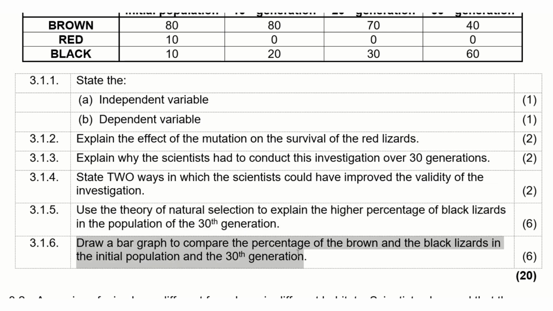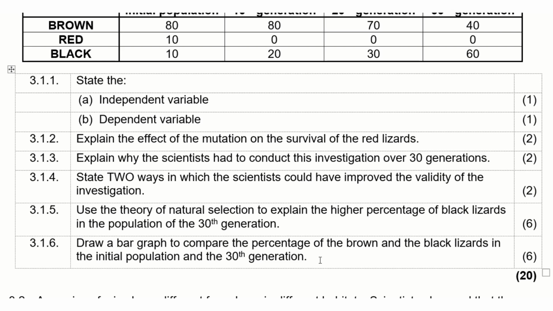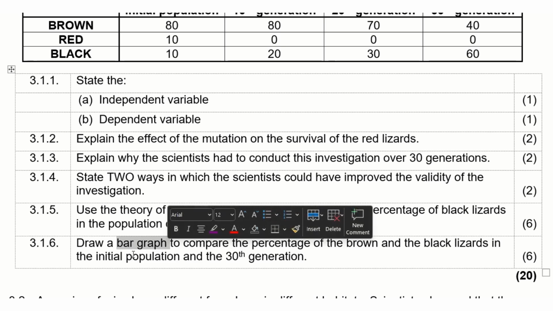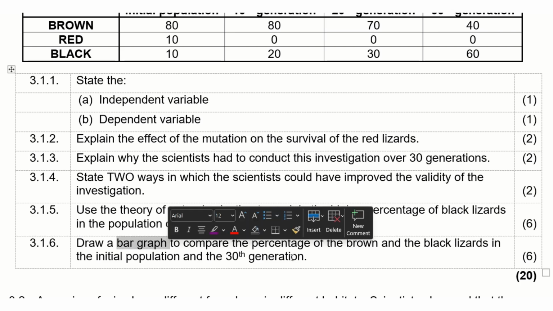And then the last question asks you to draw a graph, okay, which is obviously why I'm making this video. So what I want to show you here is some of the things that you get wrong when you draw graphs. Okay, so firstly, most of the time they tell you what type of graph to draw. Make sure you draw that type of graph because that's 1 mark. Okay, so a bar graph. So don't draw anything else, draw a bar graph.